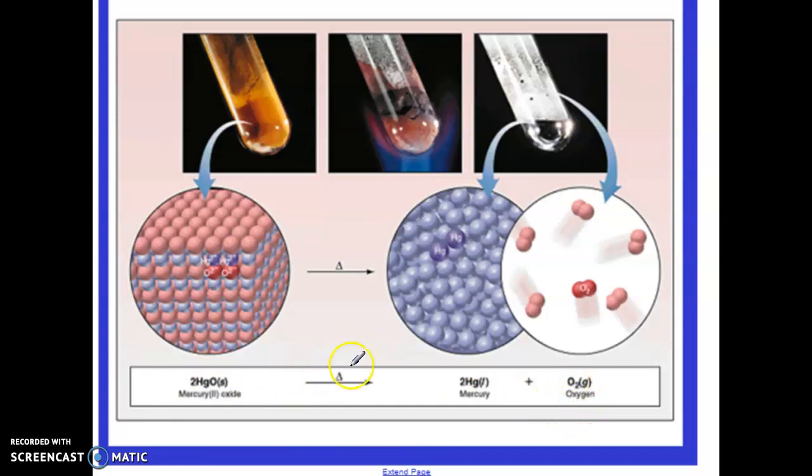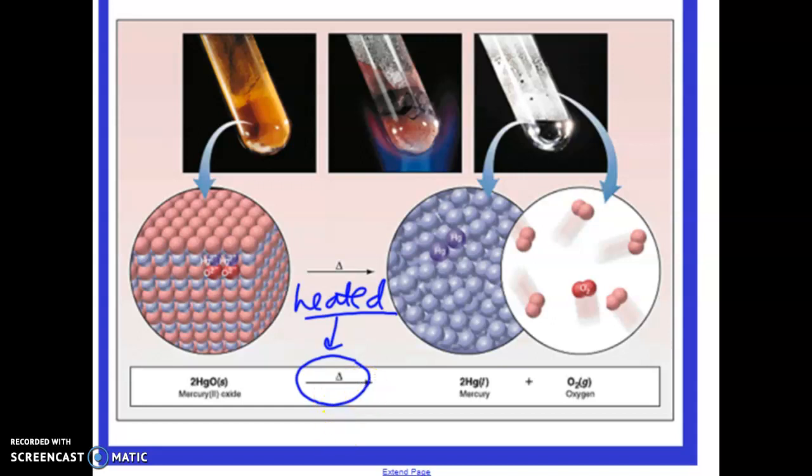Now this little triangle on top of the arrow just means that it had to be heated. The triangle means that you had to add heat for this reaction to happen. I don't expect you to know to draw that, obviously. I'm just explaining it so that if you see the reaction and think, oh, that's a weird arrow with the triangle, it just means that the substance is being heated up.